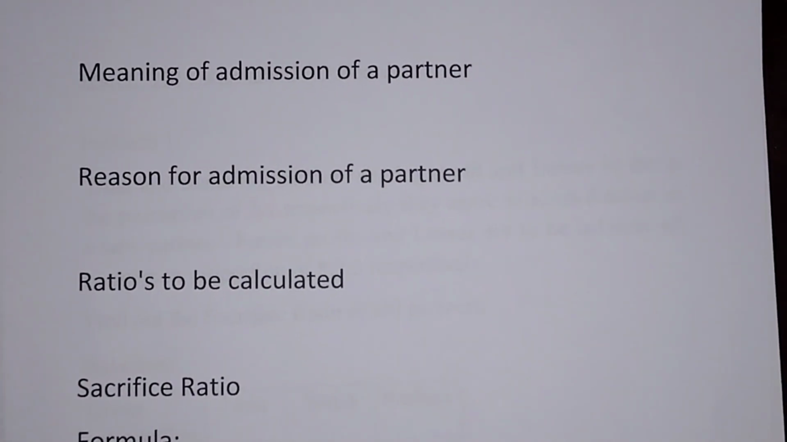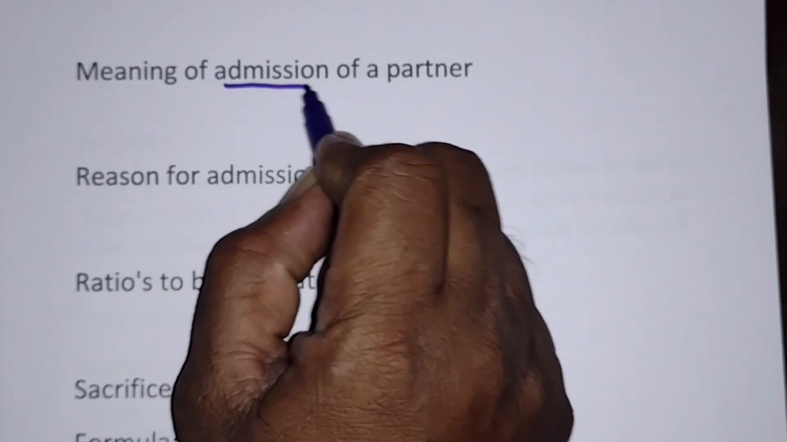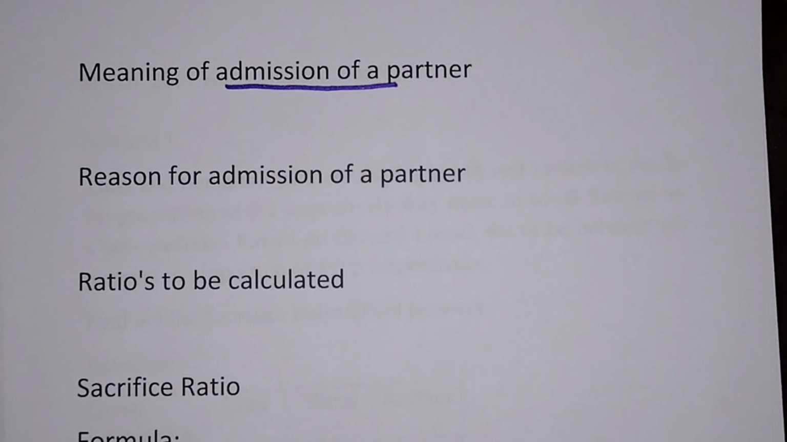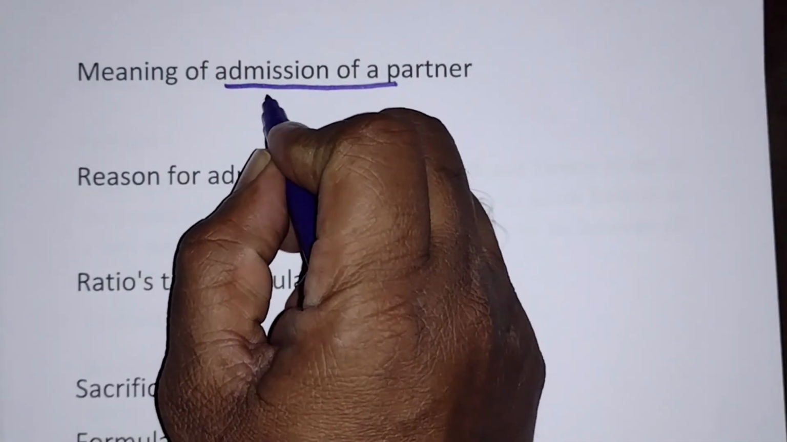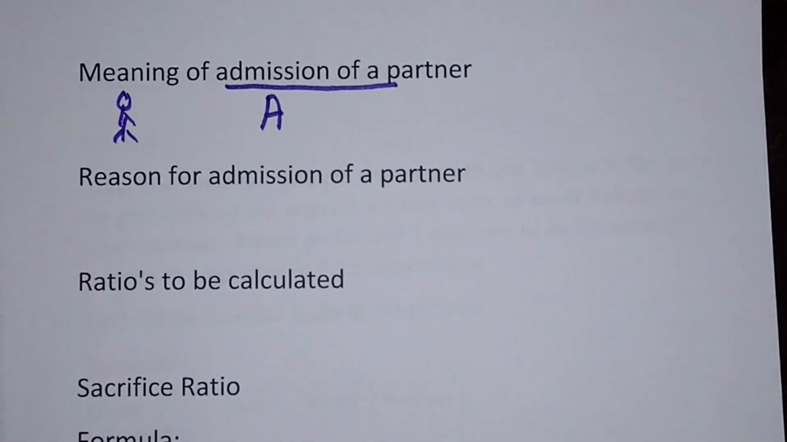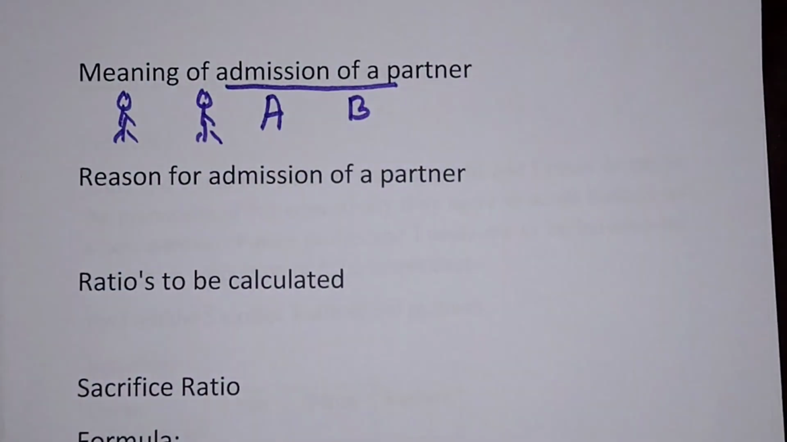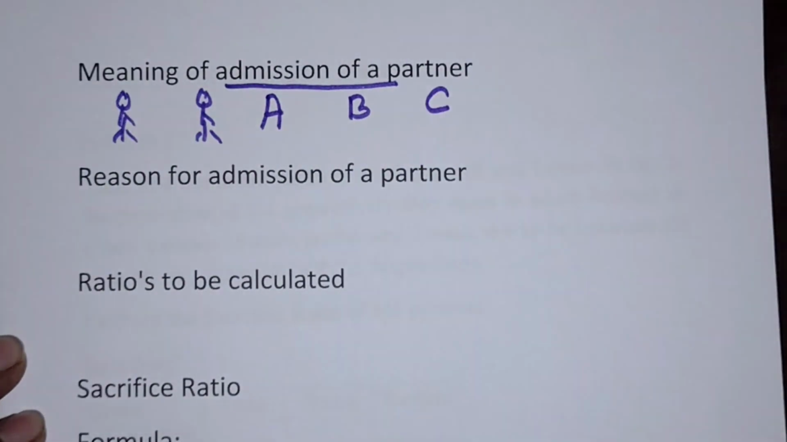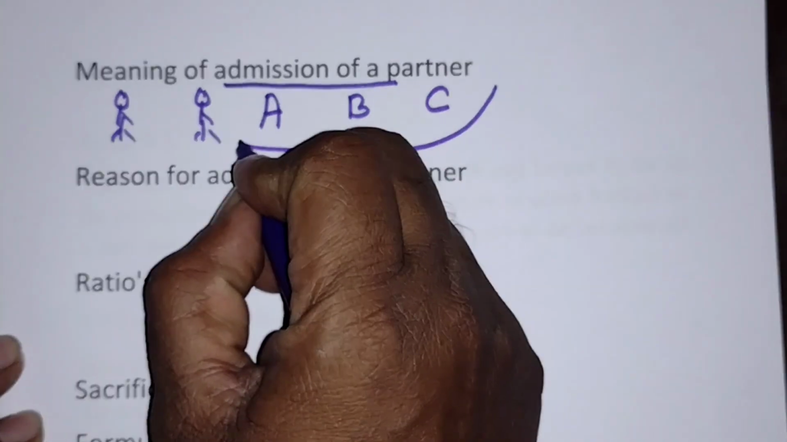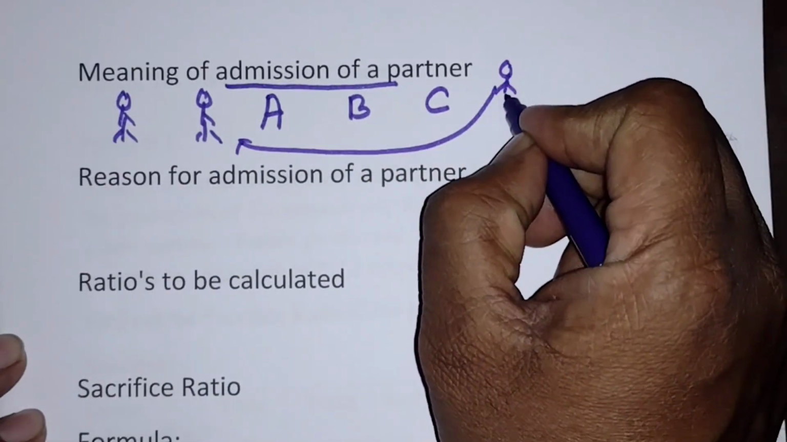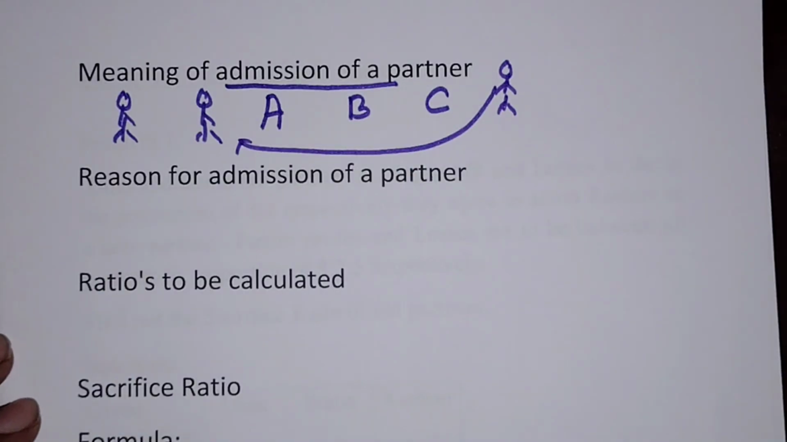Today the topic which we are going to discuss here is admission of a partner. For example, Mr. A is a partner. Mr. B is a partner. These two persons are joined together doing the business. They need the support of another person called Mr. C. So they are appointing a new partner, Mr. C, into an existing business, which is called admission of a partner.